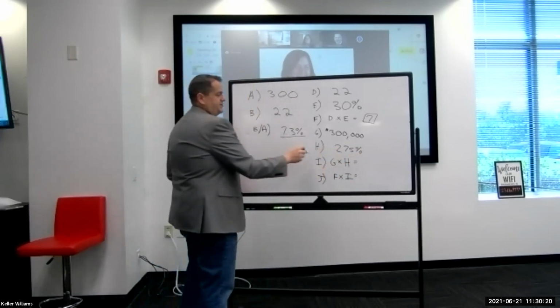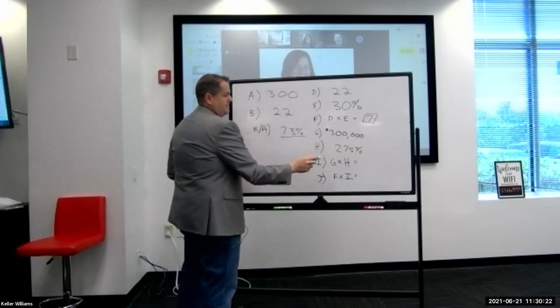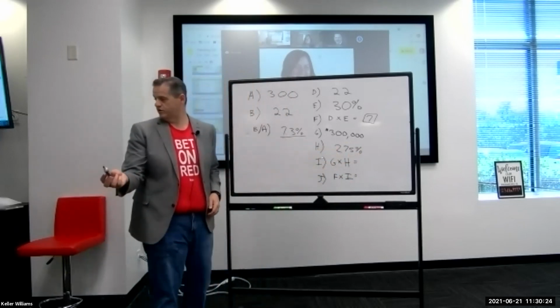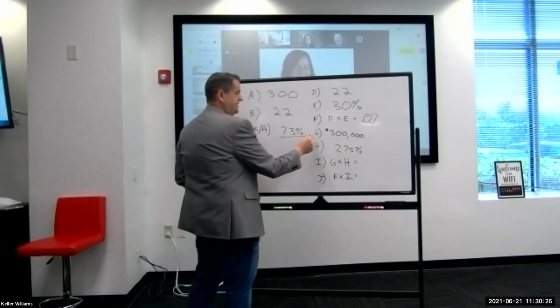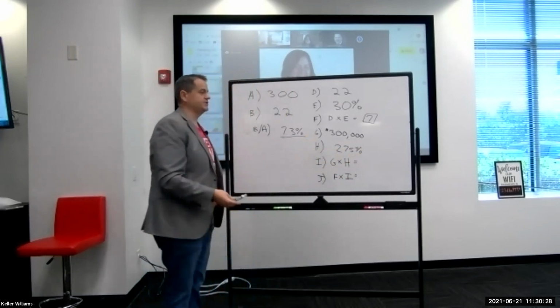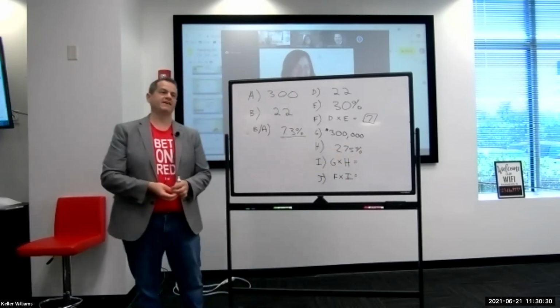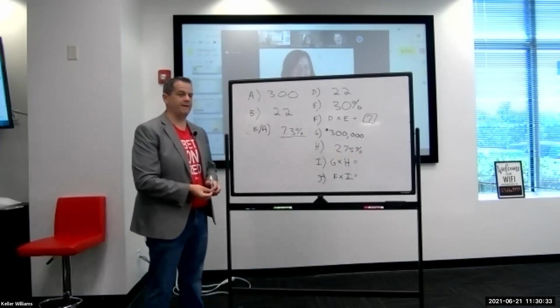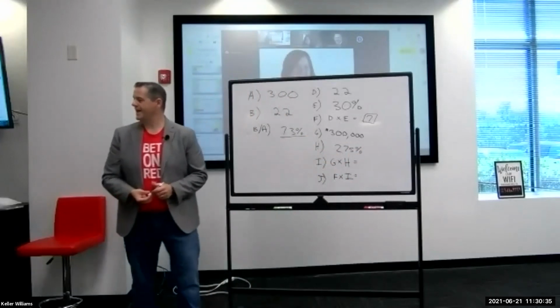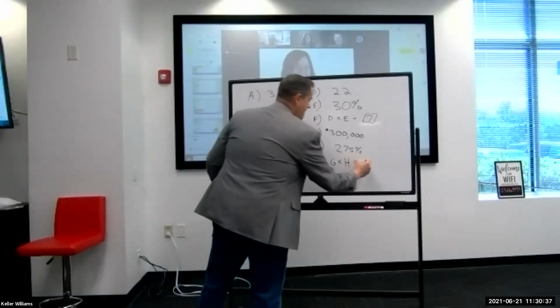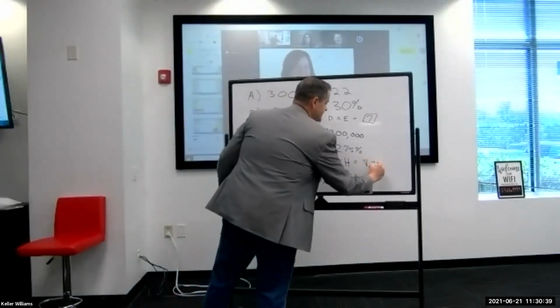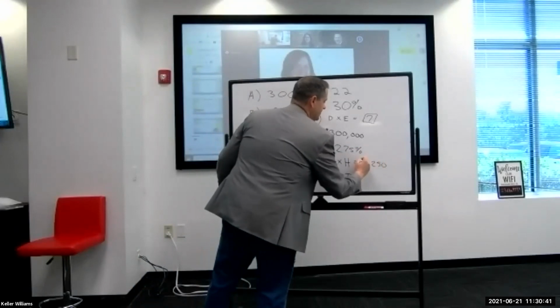So then we're going to do the total potential per sale. You're going to take the G times the H. So 300,000 times 2.75%. What do we got? Someone want to help me? 8,250. So that's our average per transaction in that neighborhood.